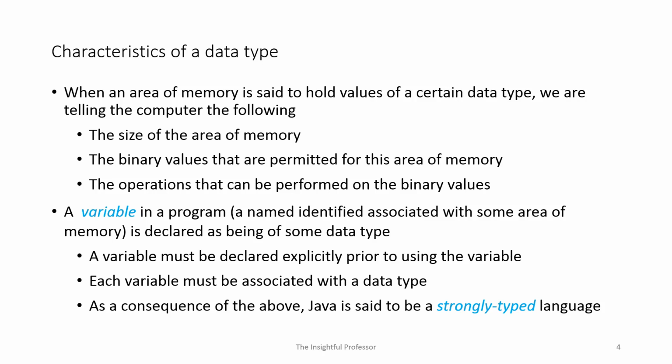Now, in Java, a variable must be declared explicitly before it can be used within your program. That seems perhaps obvious, but not every programming language follows that rule or has that requirement. Each variable will also be associated with a data type, and as a consequence, Java is said to be a strongly typed language. Another way of looking at it, there's a term called statically typed. In essence, what this all means is that the variables must be declared first before they can be used.